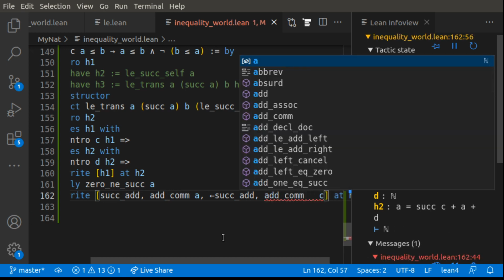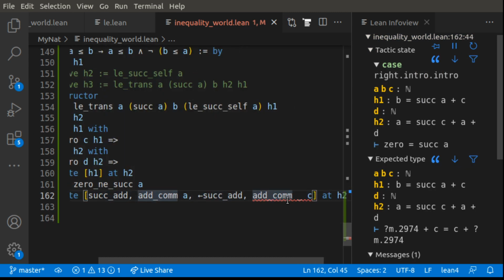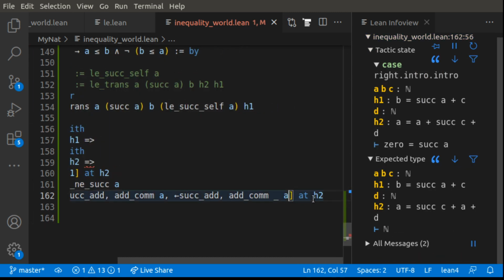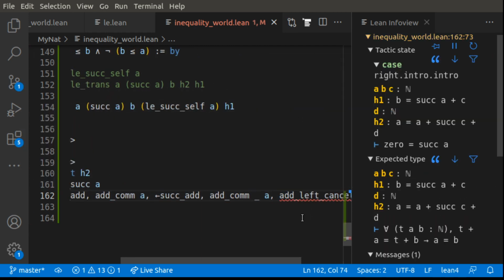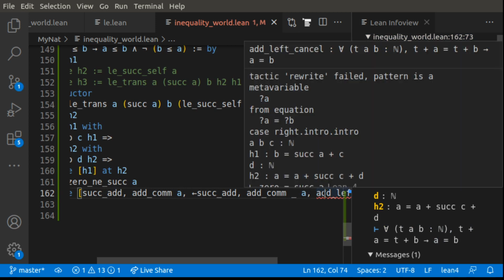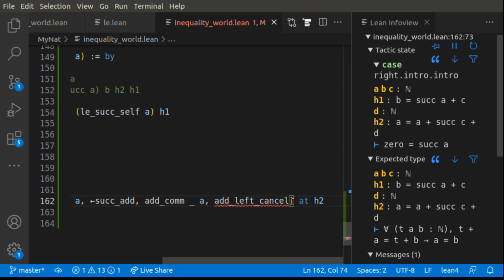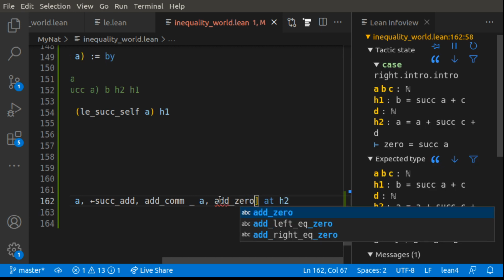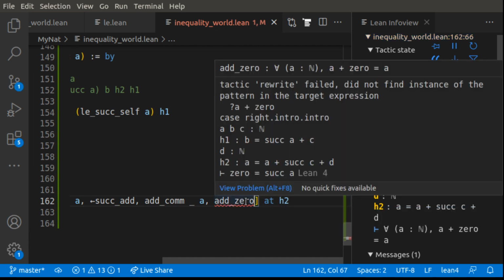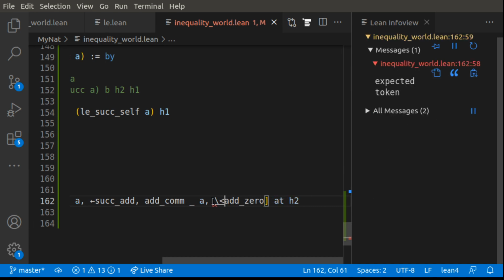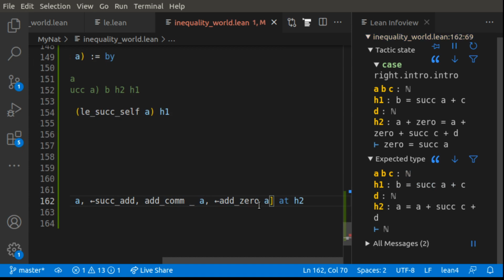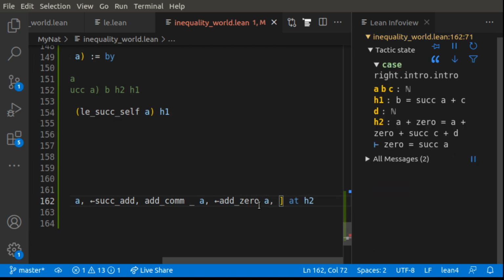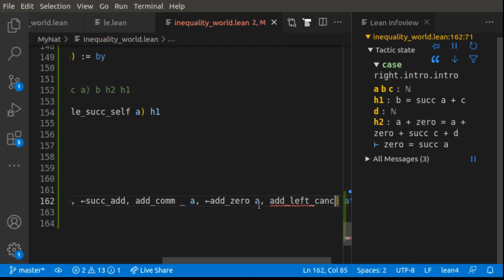Commutative c, can we do this? Or, sorry, that should be a. Cool, okay, and now add left cancel, whatever it's called. T plus a. Oh, I guess we want to do add 0. A. Nice. And now we can do add left cancel.